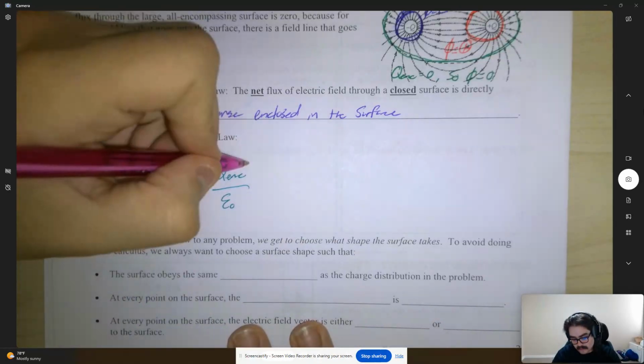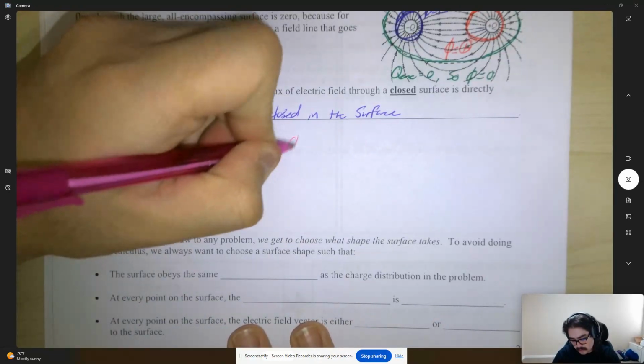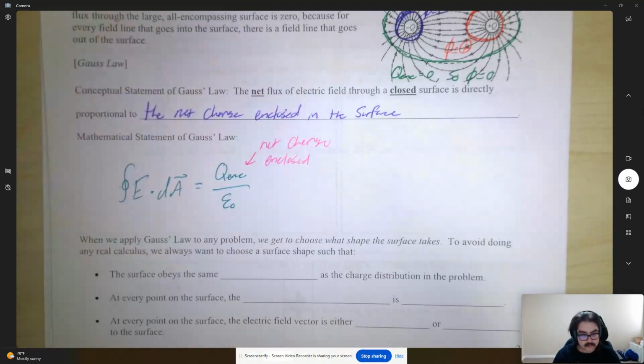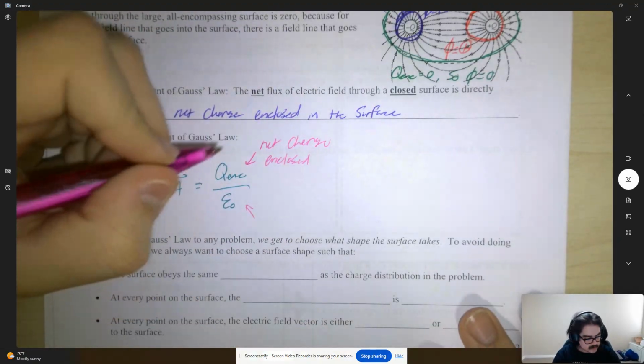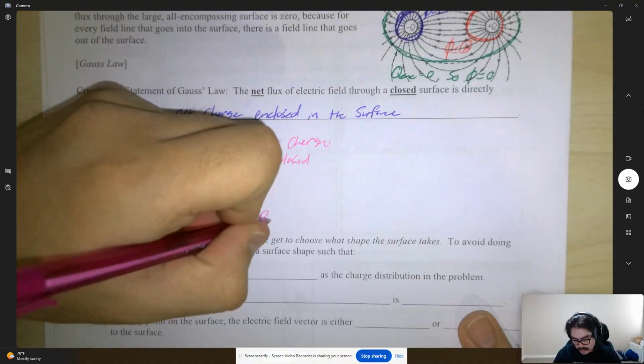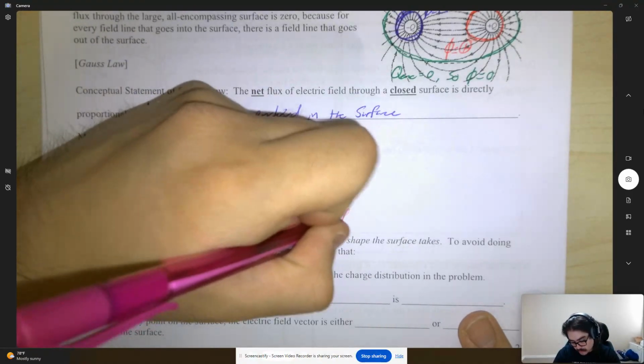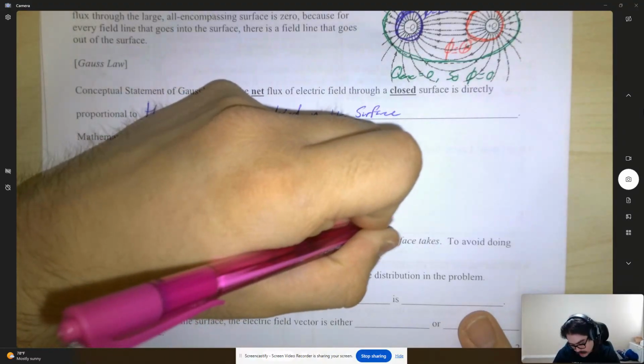Q enclosed is the net charge enclosed by the surface, and epsilon naught is, of course, the permittivity of free space.